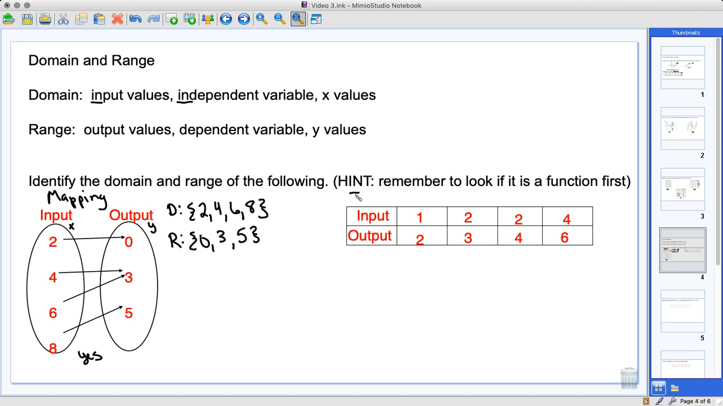Moving on to a table. So another way just to show you a relation. Okay, we're only looking at input values. Okay, so I got 1, 2, 2, and 4. Okay, this is not a function. Okay, so if it's not a function, you do not have to worry about domain and range. Okay, because domain and range only work if you have a function.